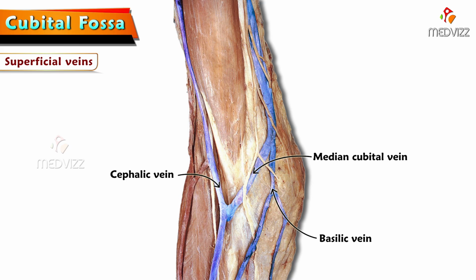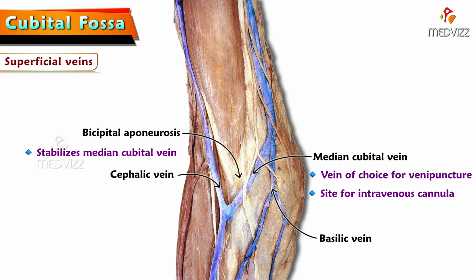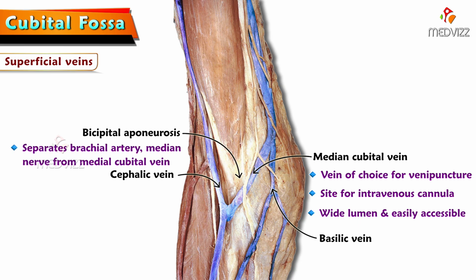The median cubital vein is the vein of choice for venipuncture and the site for an intravenous cannula, because the vein won't slip away during needle insertion, as it lies superficial to the bicipital aponeurosis that stabilizes the vein. The other reason is that it has a wide lumen and is easily accessible. The bicipital aponeurosis separates the median nerve from the median cubital vein. This protection is important during venipuncture.